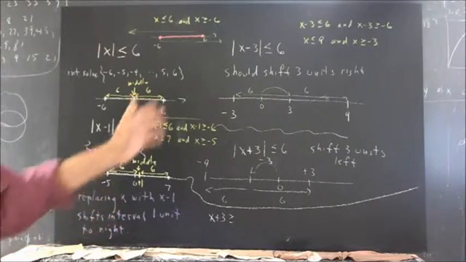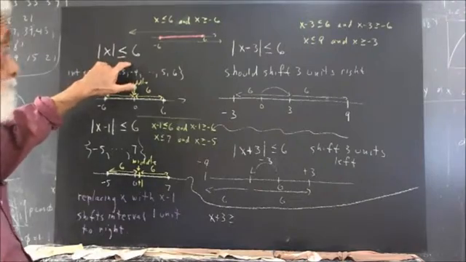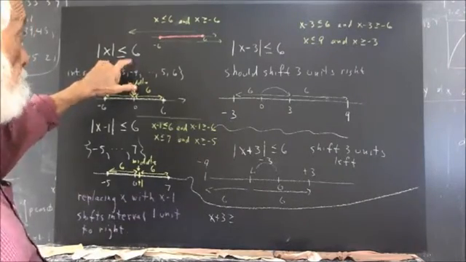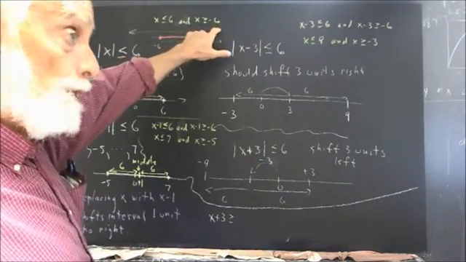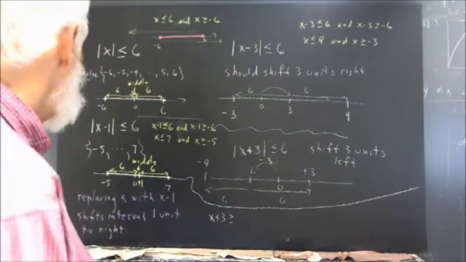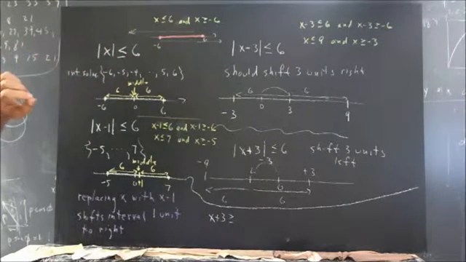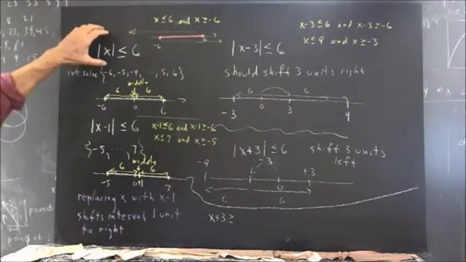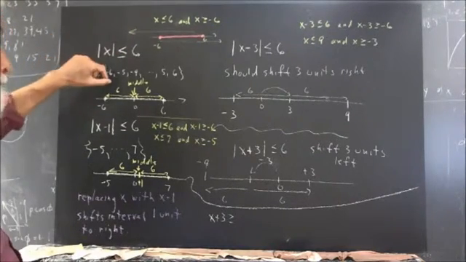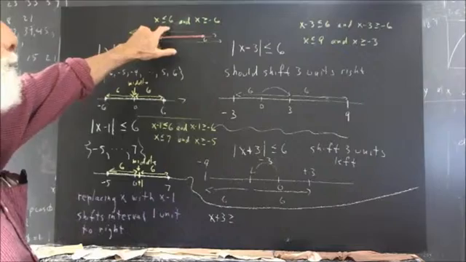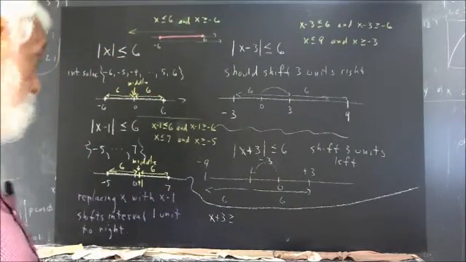Now, looking at these inequalities algebraically, we remember that this inequality could actually be broken into the inequalities x less than or equal to 6 and x greater than or equal to negative 6. Well, that sort of thing would apply no matter what's inside the absolute value signs. If you have an absolute value less than or equal to 6, then whatever's between those signs has to be less than or equal to 6 and also greater than or equal to negative 6.